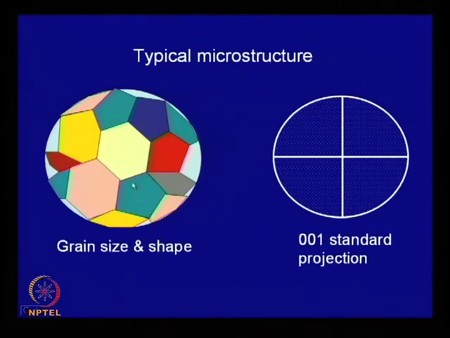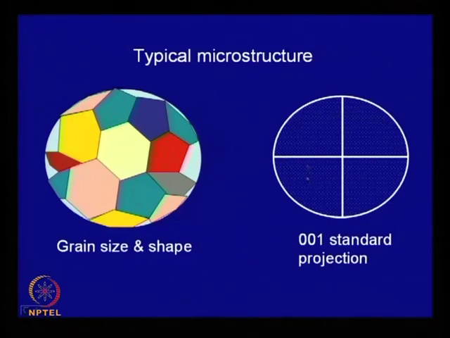Now, you can extend this to the orientation of these grains if you try to represent them on a standard projection. Let us try to put the cube axis of each of these grains where they will be located. If it is a single grain, we can say that one cube axis is here, 001 is here, 100 is here. But you have several of these. For the second one, it may not be at these three points, but somewhere here, here, here. Similarly, for this one, it will be at a different place.